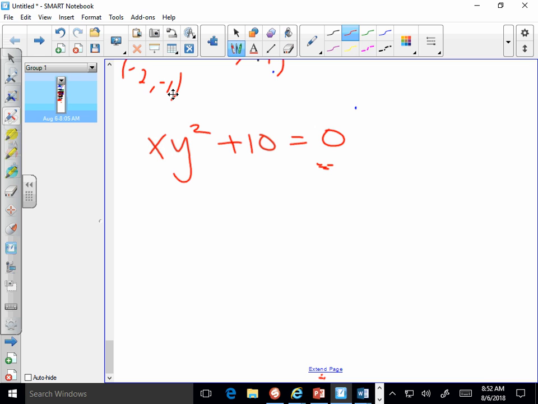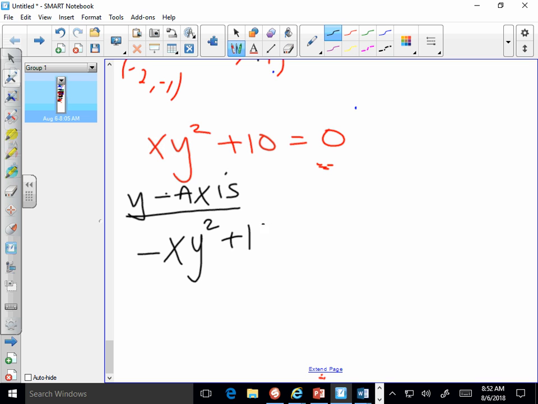Okay, so you want to check y-axis symmetry? Okay, so y-axis symmetry, the test was replace the x's with negative x's, right? I said the test for y-axis symmetry was replace x's with negative x's. Does that ring true to you? Is that the case? Okay, so this will be negative xy squared plus 10 equals 0. Does this look like our original?